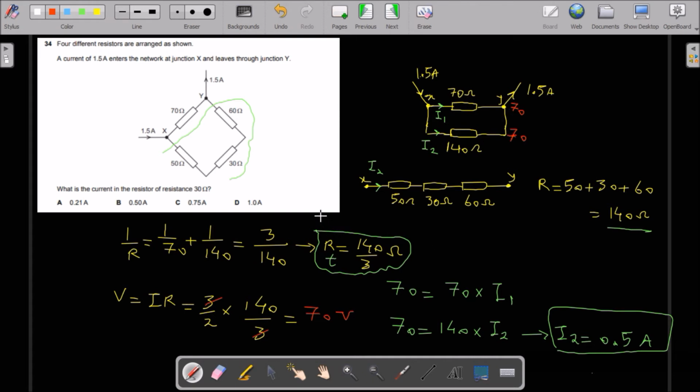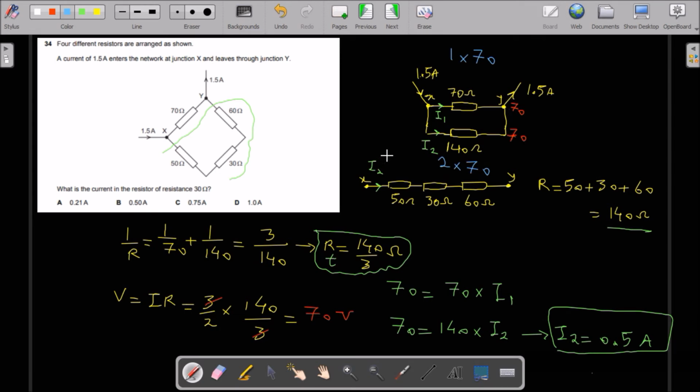There is another method which you can find after you simplify this circuit to 70 and 140. It can be an easy way to get 0.5. You can say that 70 is 1 times 70. So I write with blue one. 70 is 1 times 70. 140 is 2 times 70.